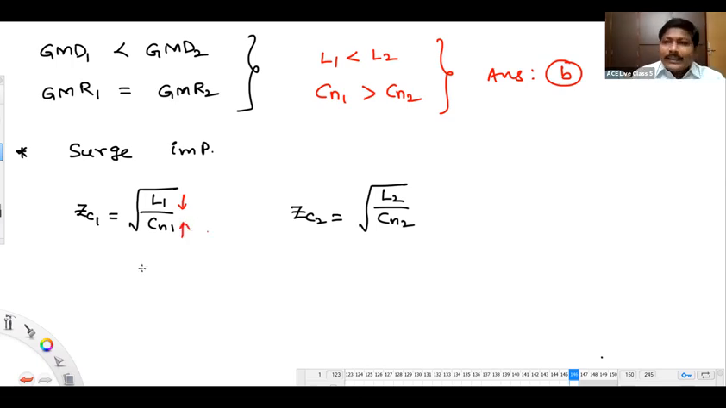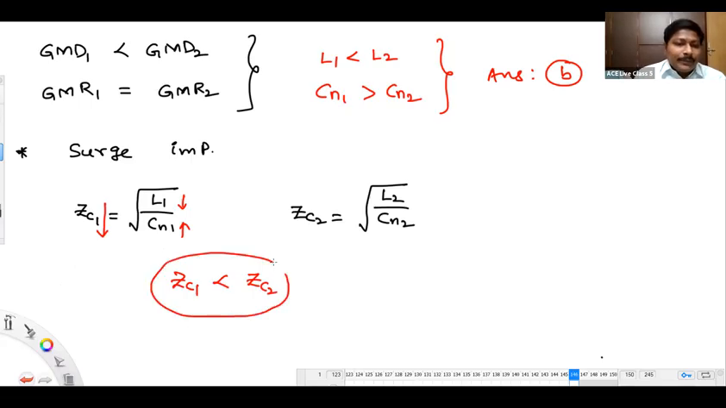And how does this change ZC1 now? Inductance L1 is low, so ZC1 will be low. Capacitance CN1 is high, so the denominator is more, and again the value will be less. So I can say surge impedance of equilateral spacing system will be less compared to flat spacing. ZC1 will be less compared to ZC2.